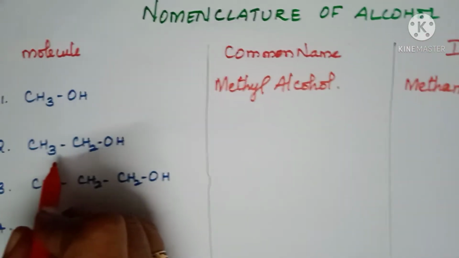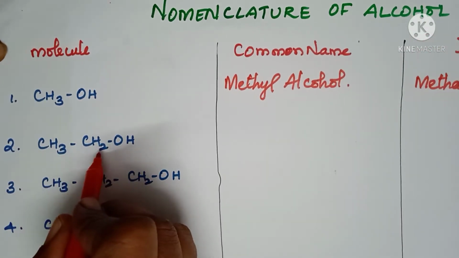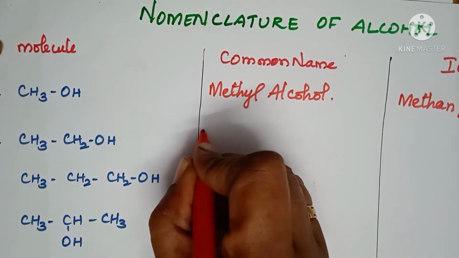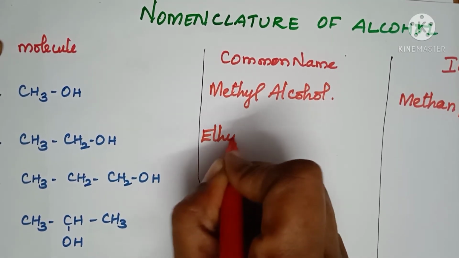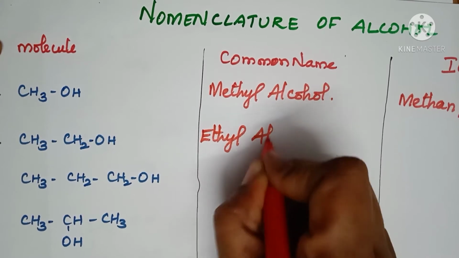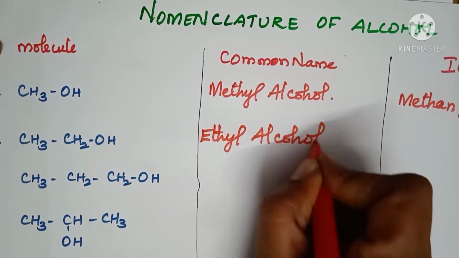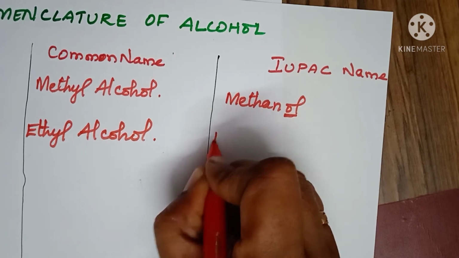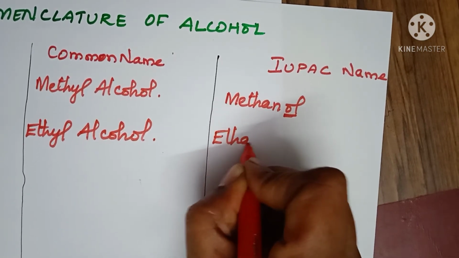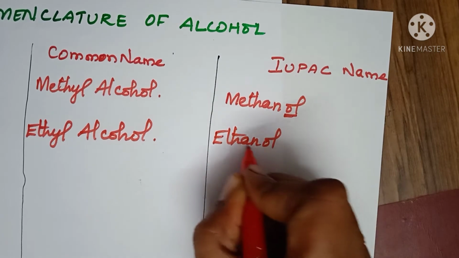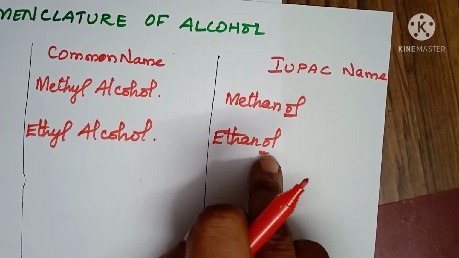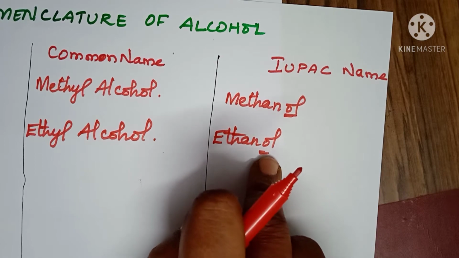This is CH3CH2OH. What is its common name? Ethyl alcohol. What is the IUPAC name? Ethane, ethanol, OL. You just replace the E and add OL.